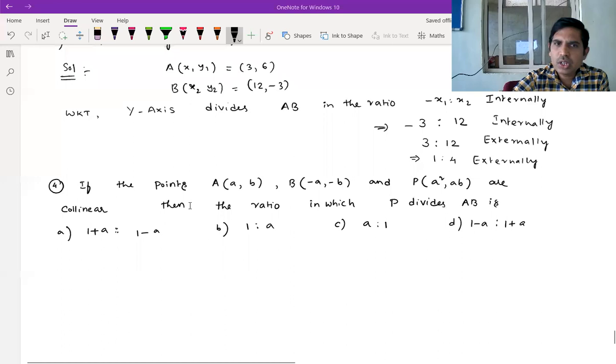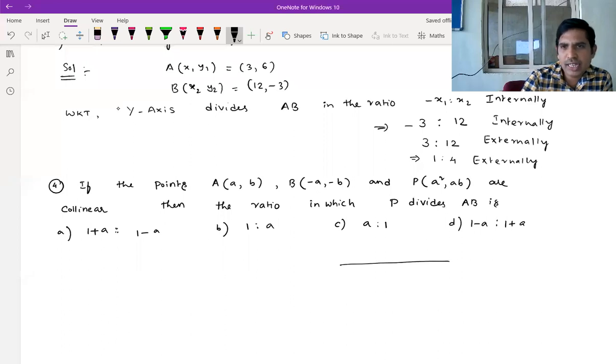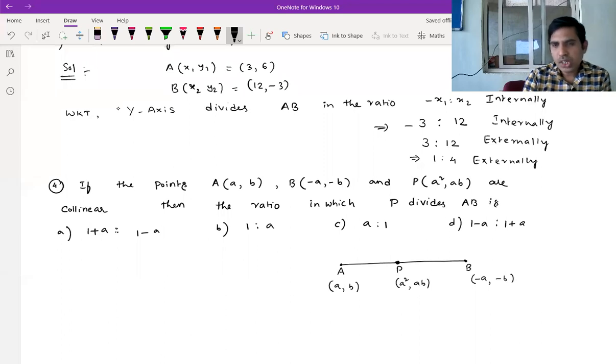So if the points are collinear, then the ratio in which P divides AB. Collinear is nothing but the points lie on the same line. So let us take this as A point, this as P point, and this as B point. A point is taken as A comma B, B point is taken as minus A comma minus B, and P point is taken as A square comma AB. Now, P divides in what ratio? That is the question.